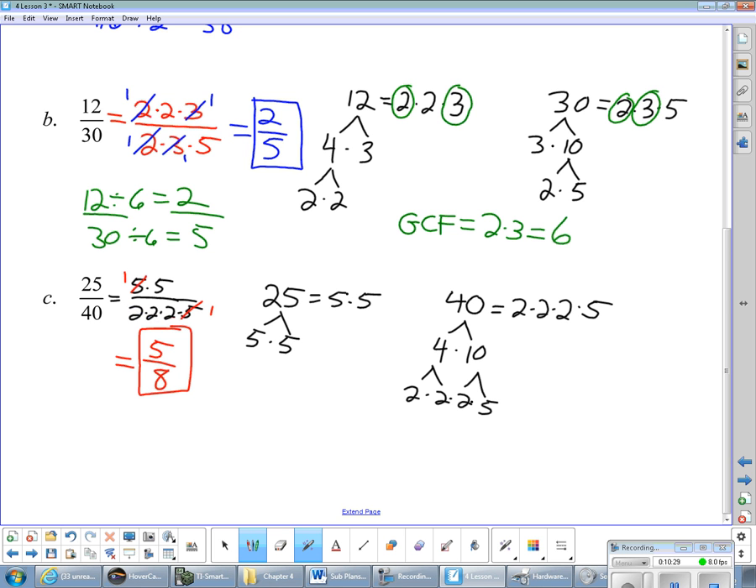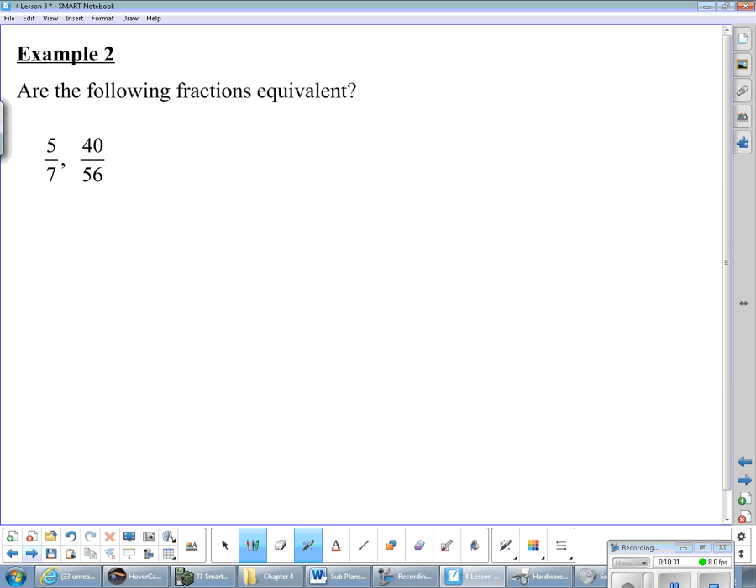Now scrolling on to the next example. We are now trying to figure out if these fractions are equivalent. So what we want to do with all of the numbers here is find their prime factorization and see if we get the same value.